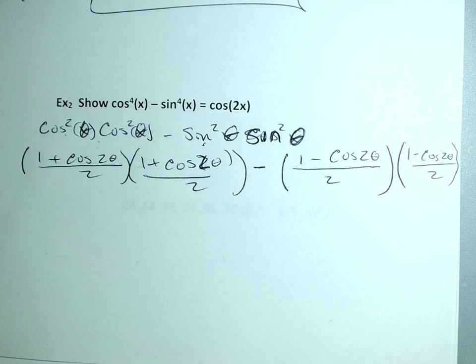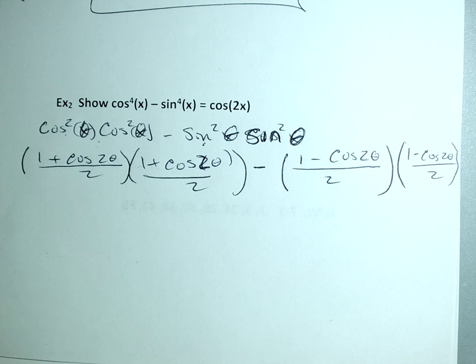Cosine squared is this identity, 1 plus cosine of 2 theta, over 2. Then I've got another one, so here's the identity, and here's the same identity. Sine squared has an identity: 1 minus cosine of 2 theta, and I wrote it twice. How am I doing? Now, big old FOIL problem. Let's have fun.